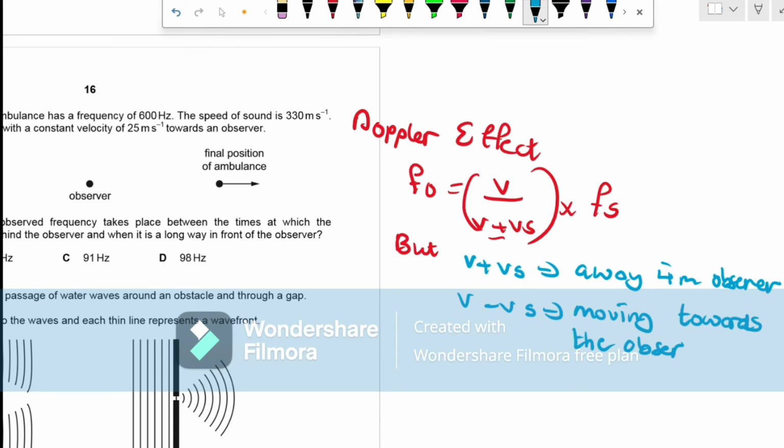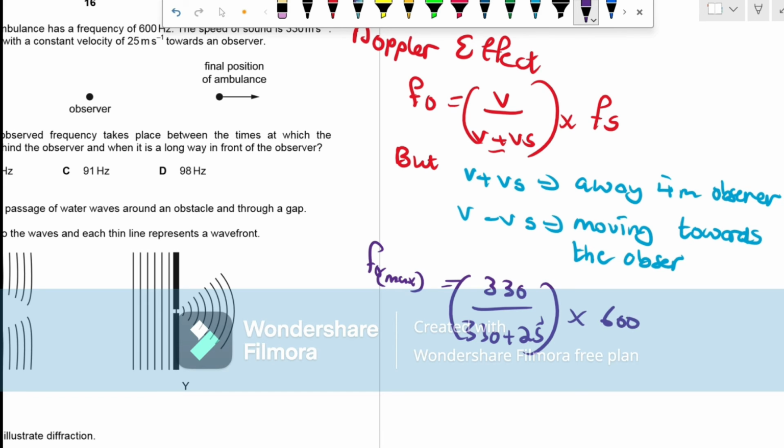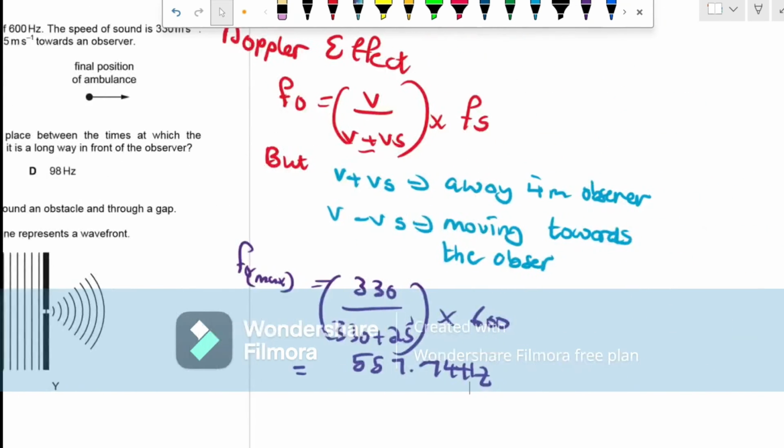So the question just wants me to compare the change before and after. So I'm just going to calculate both the lower and the upper. So it's going to be f max. What is the maximum frequency that I can get? I know that the frequency is going to increase as I move towards the source. So the first V that I have is 330 divided by 330 plus 25, times 600, which is my initial frequency. Then that's going to give me 557.74 hertz.